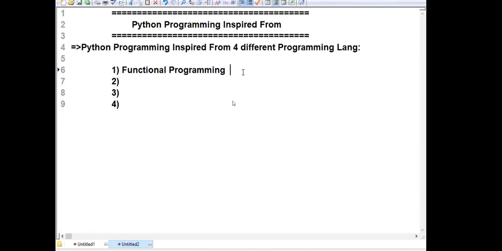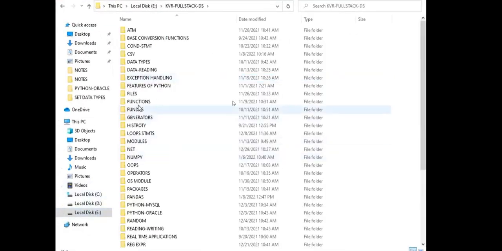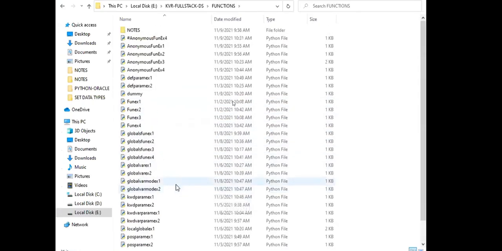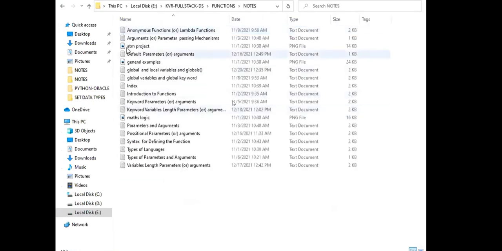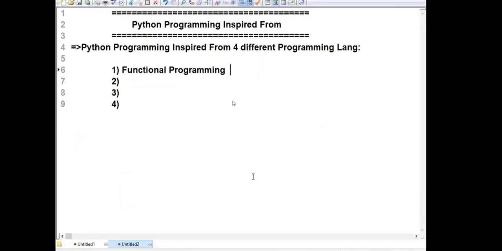Not a problem. I will explain functional programming thoroughly. In my ongoing batches, in my full stack data science, if you see functions, a vast number of examples I'm going to discuss, and in the corresponding notes, so many topics I'm going to explain. I don't want to boast about my class, but this is one of the biggest Python coding topics I'm going to make you understand. The functional programming is inspired from C programming. C is the most powerful programming language in providing functional programming.